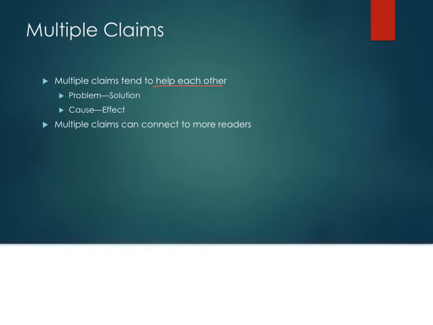The other idea here, too, is that multiple claims can connect to more readers. So when you see multiple claims, think, well, does one claim connect to, let's say, women? And does the second claim connect more to, let's say, men? Or does one claim connect to a certain religious group versus another connecting to a different religious group? Think about different groups of people and how they might respond to the different claims present, and how that might help the author's purpose.